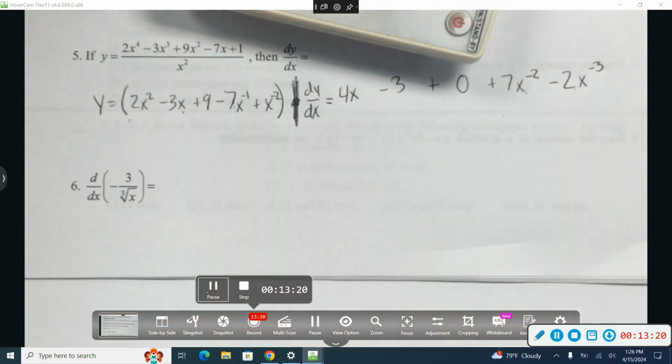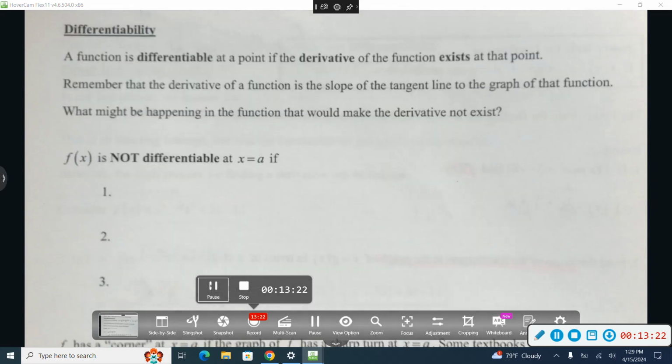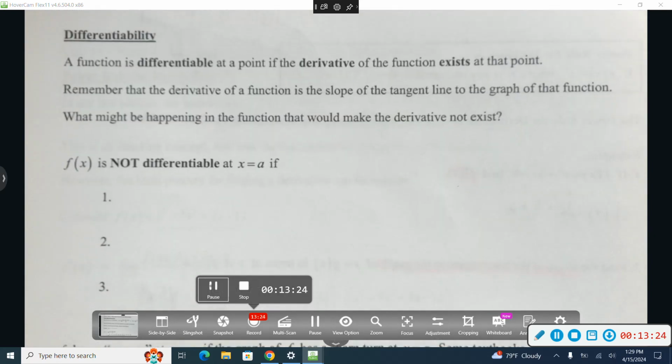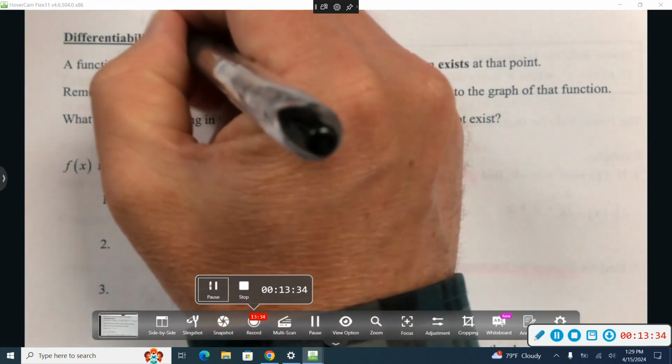Try number 6. Try number 6. So, a little bit more because we can. Like that's pretty straightforward stuff. Let's talk about differentiability. Sounds fancy, but differentiability just means has a derivative.